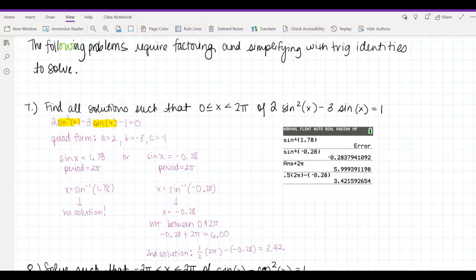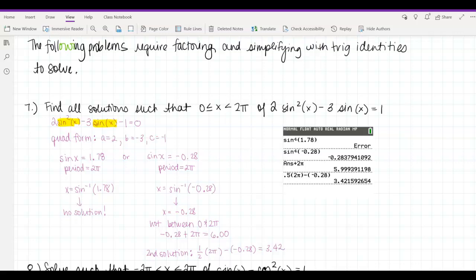All right, so today we're going to talk about solving some harder trig equations. In particular, these examples are going to be requiring factoring and simplifying using some of those trig identities that we learned. So not only are we going to be adding, subtracting, multiplying, dividing on both sides, we also might have to factor. We also might have to use some substitution with those trig identities that we have.